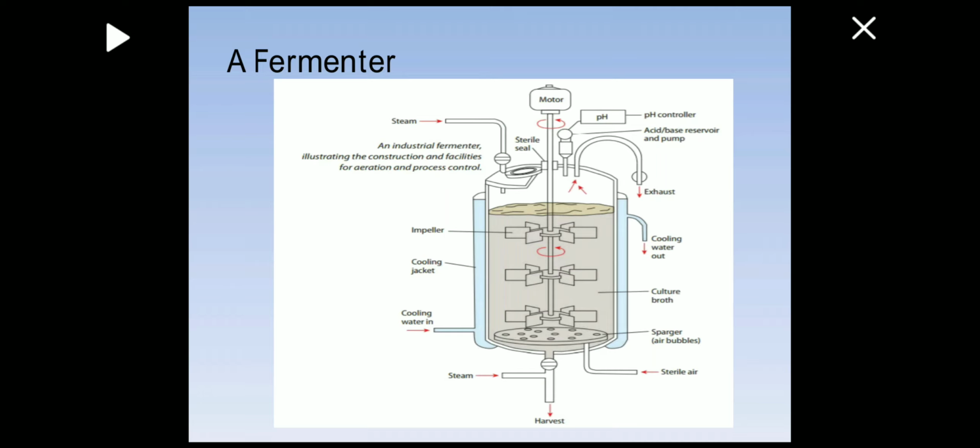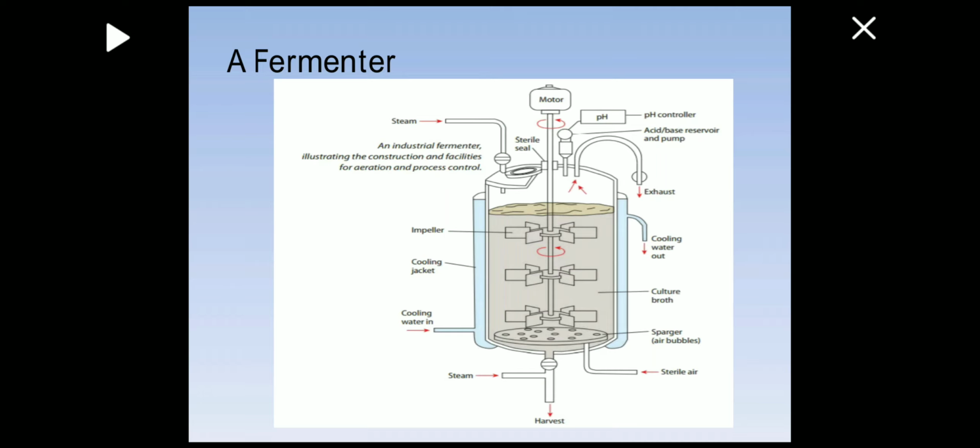So this is the fermentation, and if we start from the right hand side, it is an industrial fermenter which is illustrating the construction and facilities for aeration and process control. First of all, you can see that there's a motor in the middle, which is used for the purpose of stirring, mixing of the cultures. Then you have a pH controller, and within the pH controller you have an acid base reservoir and pump. That is for maintaining the pH of the fermentation tank at a certain range.